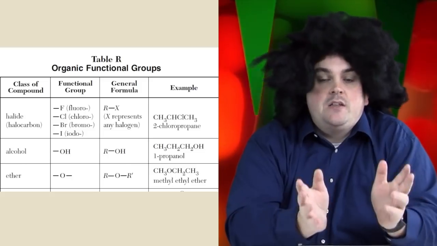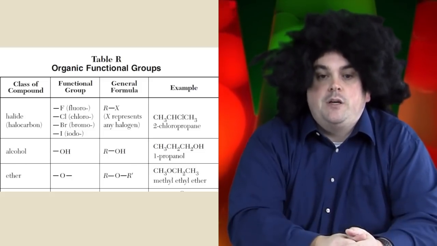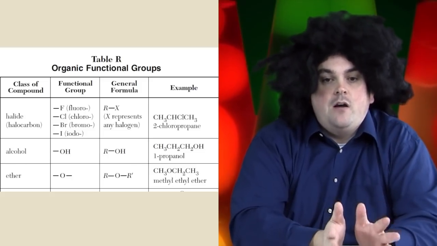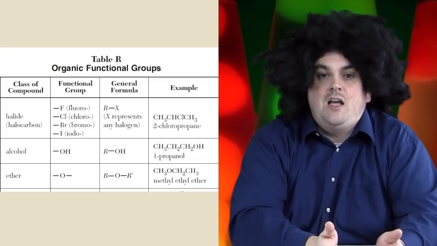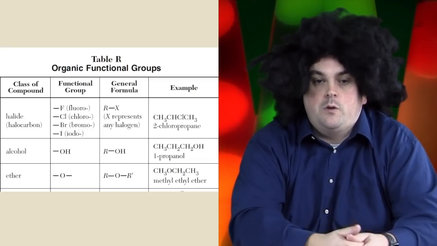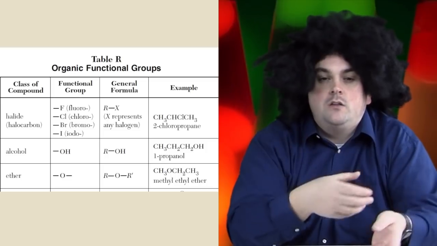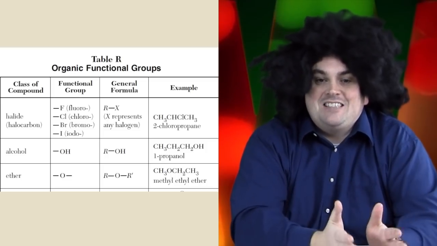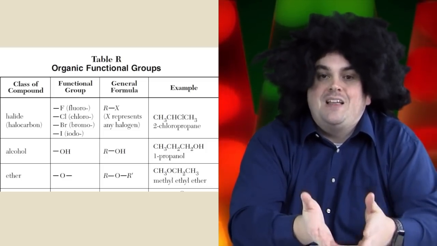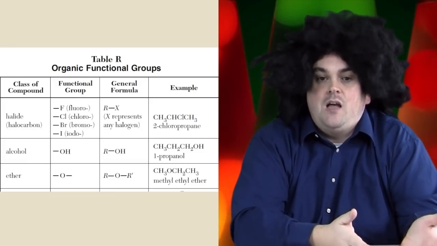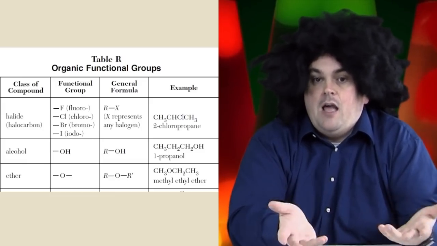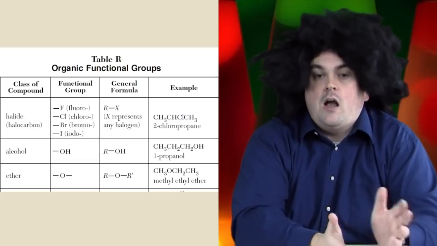All right, now table R takes up an entire page. It's a really big table, but there's a lot of very useful information on it. So to break it down, the far left column says the class of compounds, so you know which one you're dealing with, whether it be halides or alcohols or ethers. The next column is the actual functional group that's indicative of that class of compounds. So for instance, halides have a halogen like F, Cl, Br, or I.